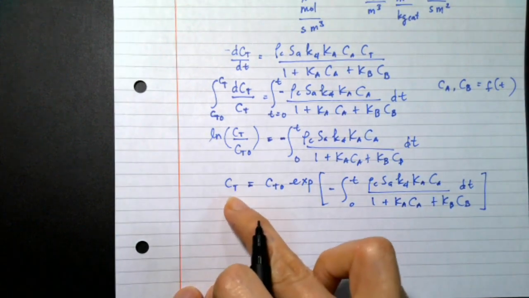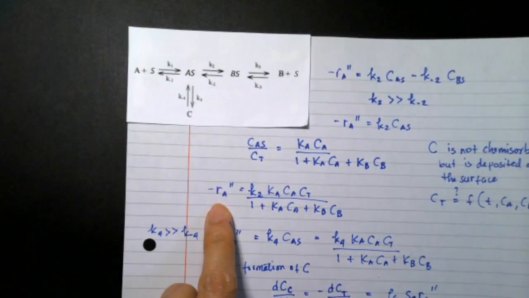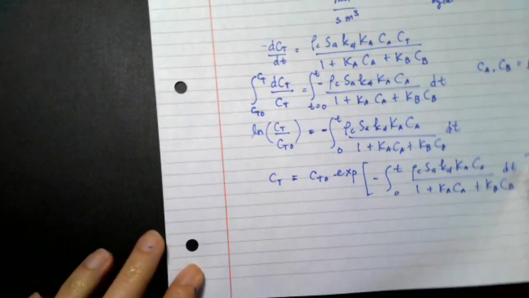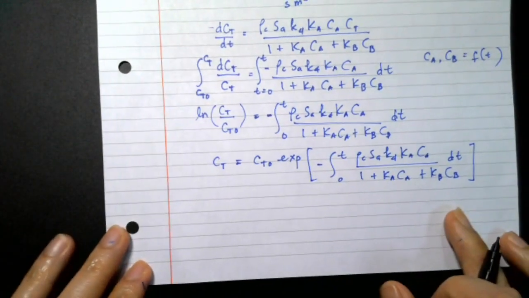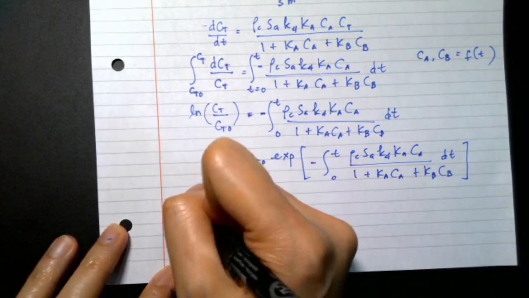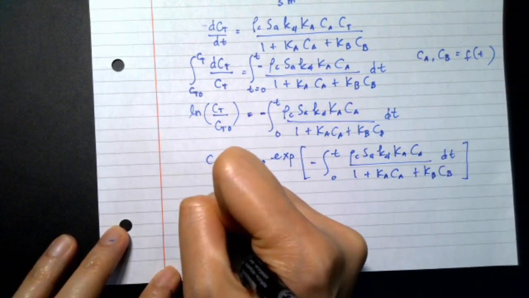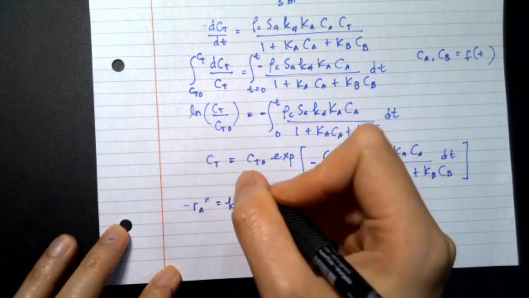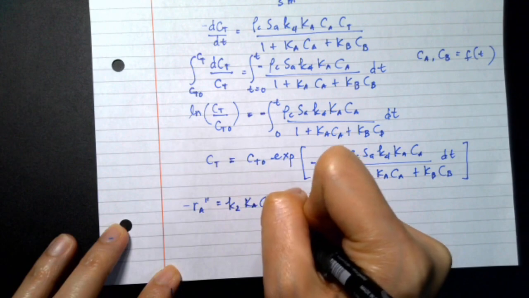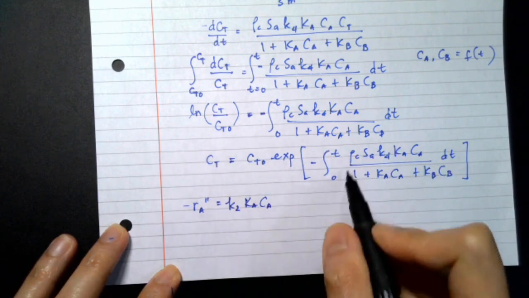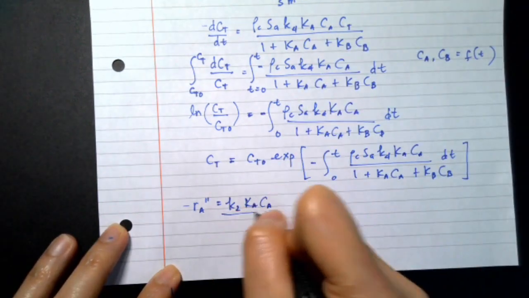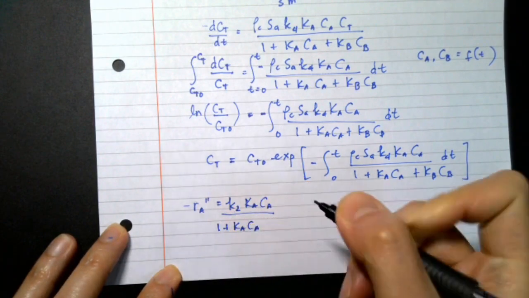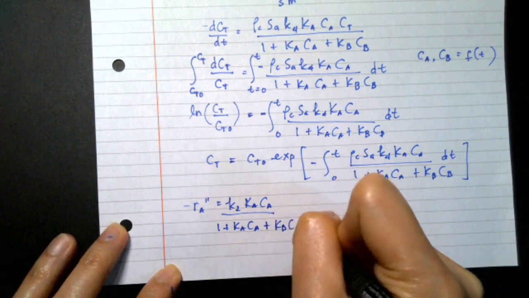So we can now substitute this Ct into our rate expression here. Okay, so doing that, we'll have negative Ra double prime. So this is equal to K2 Ka Ca. Okay, and then we have Ct. I'll write down the denominator first. So we have 1 plus Ka Ca plus Kb Cb.